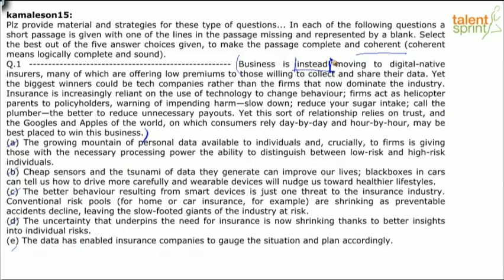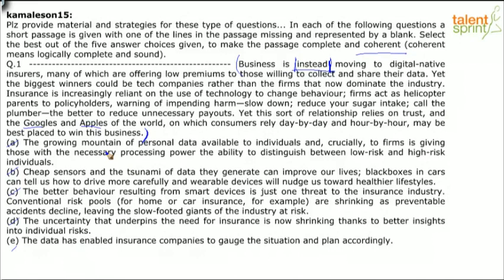Option A: the growing mountain of personal data available to individuals and crucially to firms is giving those with the necessary processing power the ability to distinguish between low risk and high risk individuals. The Googles and Apples, okay, basically they're talking about up-to-date technology, right? It's just an expression where they're saying consumers are so dependent on technology for everything, whether they want to acquire information, receive or give it, right? So they're saying since consumers are so dependent on technology for everything, the best thing to do is to even take the insurance business digital, right?